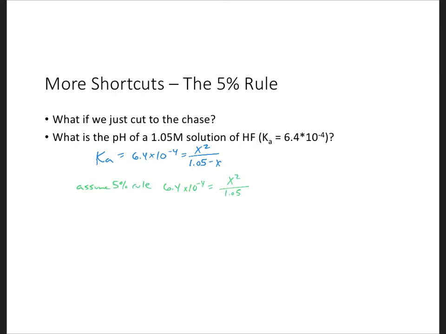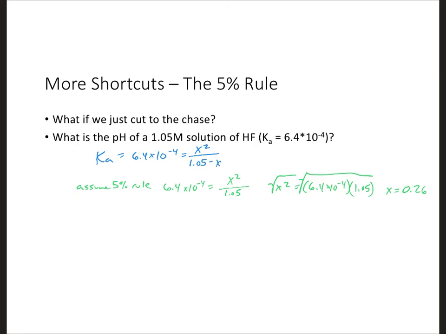So assuming the 5% rule applies, I just took that 1.05 minus x and turned it into a 1.05. Now I don't have to use the quadratic equation solver because I just have an x squared in numbers. I can go ahead and start to solve for x. I can take the square root of both sides, and my x is going to be equal to 0.26. So I've solved for an x using the assumption, but now I need to check that assumption.